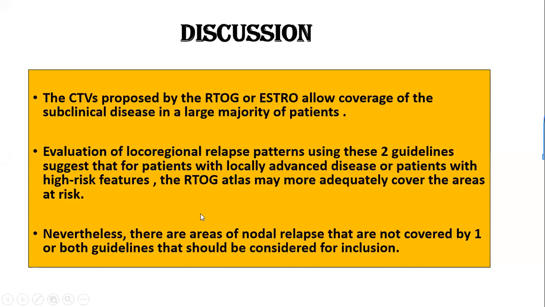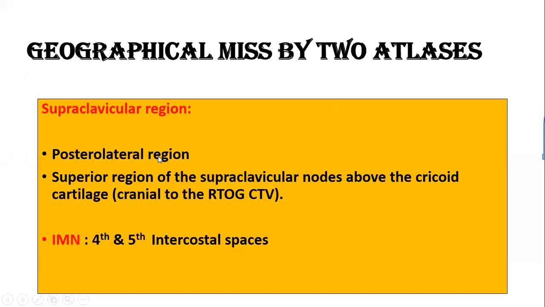Nevertheless, there are areas of nodal relapse which are not taken into consideration by both RTOG and ESTRO. So what are those areas which are not taken care of? In the supraclavicular region, there is a posterior lateral region which is not addressed by both RTOG and ESTRO. Even the superior region of the supraclav, cranial to the RTOG, is not addressed by both guidelines. And again, in the IMN, as we have discussed, both borders end at the third intercostal space, and the fourth and fifth have a potential risk of about 15%. This is also not addressed.